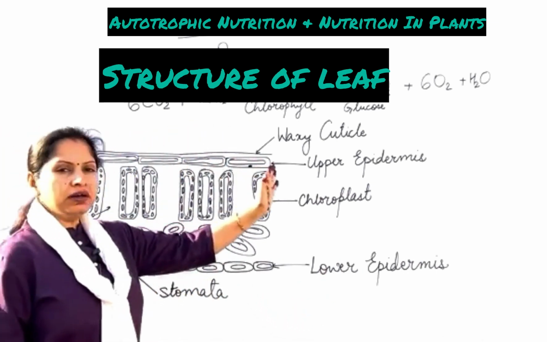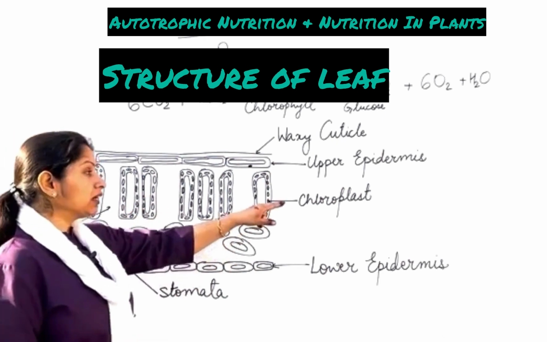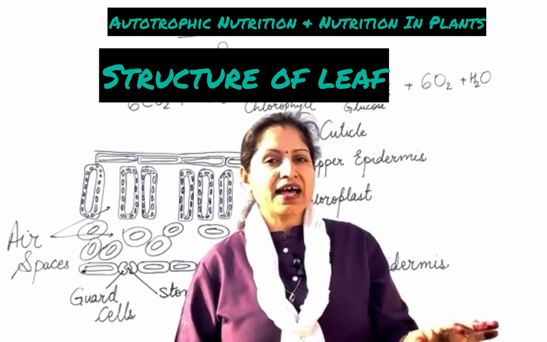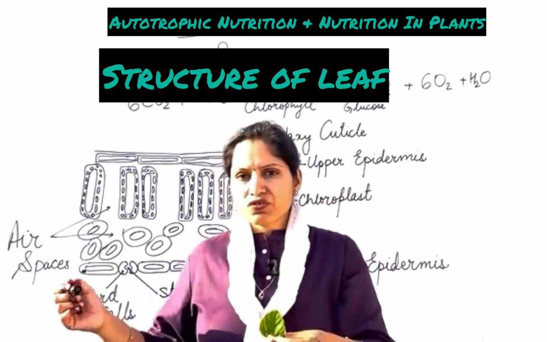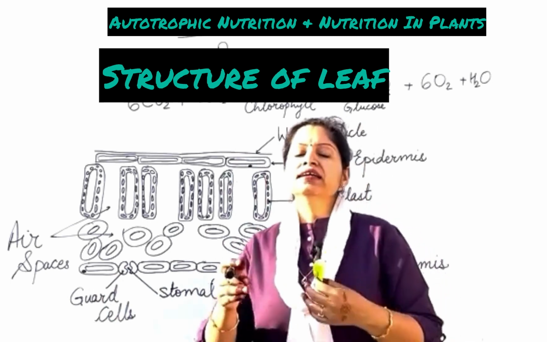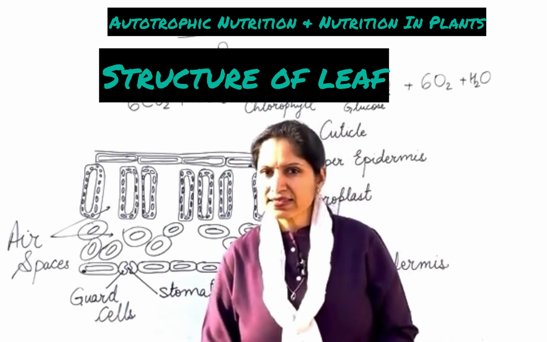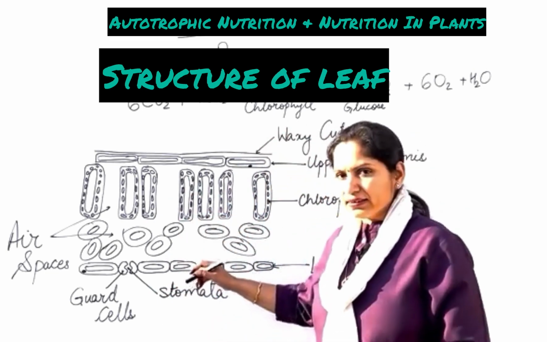Then there is the upper epidermis. Then there is a layer of cells which have the chloroplast. This chloroplast is very important because it contains the chlorophyll that gives the green color to the leaves. Because of the presence of this chloroplast, the pigment chlorophyll is present inside and there is green color. Then there are a lot of air spaces inside the leaf.